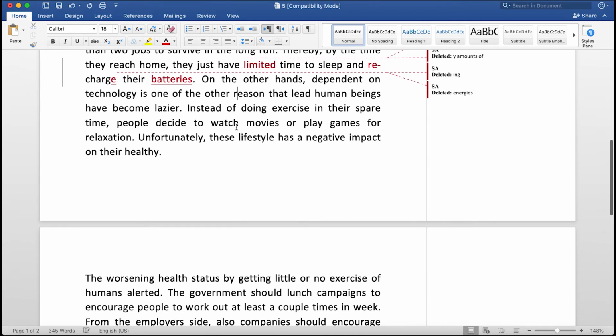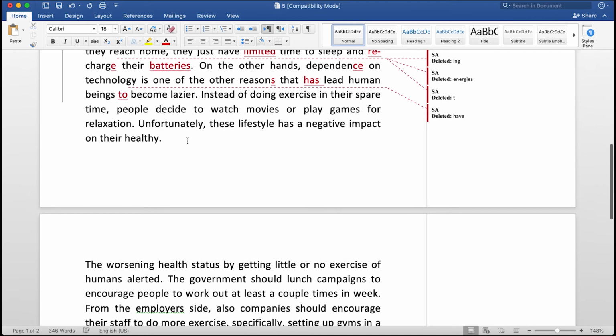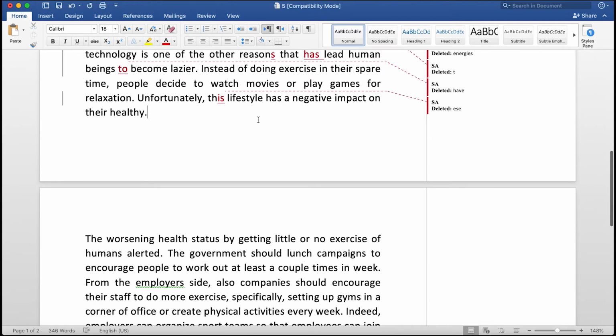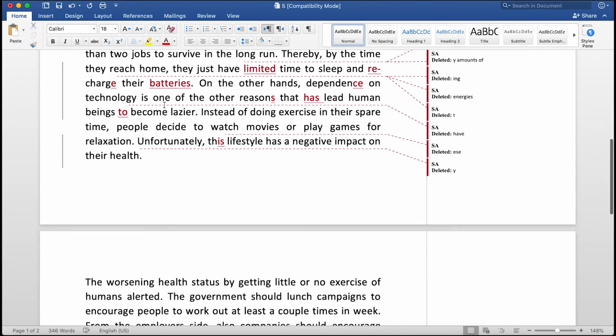On the other hand, dependent on technology is one of the other reasons that led human beings have become lazier. Okay, so on the other hand, dependent, no, need a noun. Dependence on technology is one of the other reasons that have led, or one of the other reasons that has led human beings to become lazier. Instead of doing exercise in their spare time, people decide to watch movies or play games for relaxation. Unfortunately, these lifestyles, or this lifestyle, right? Because we're talking about the lazy lifestyle. It's only one. So this lifestyle has a negative impact on their healthy. No, healthy is an adjective. You need a noun, therefore, health. So there you go.